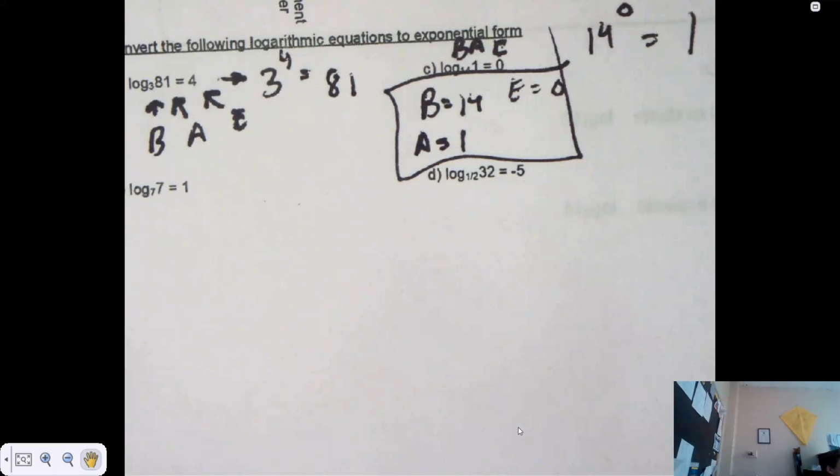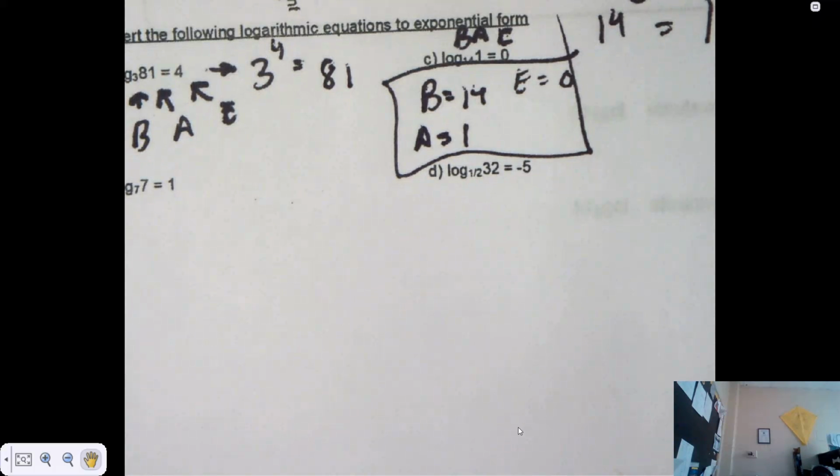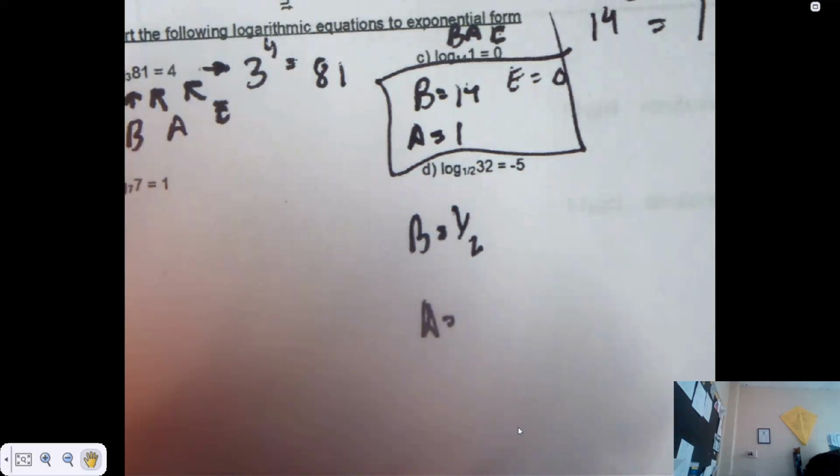Now, I would read that as log base 1/2 of 32, or answer argument 32, equals -5. Dylan, what's the base? 1/2. It's the first number you encounter in a logarithm. Austin, what's the answer or the argument? 32. The next number you encounter. Anna, what's the exponent? -5. And then I just have to write it out and see if it makes sense.